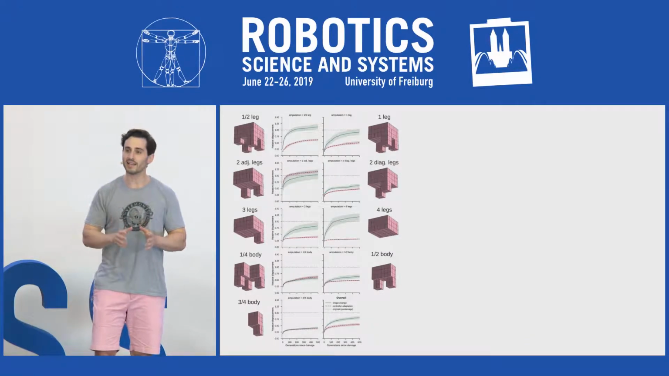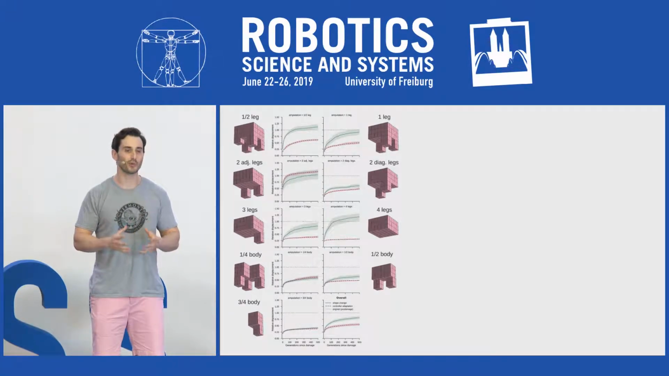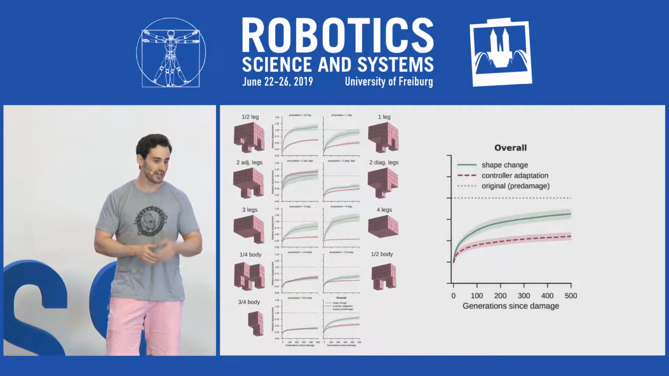We tested 9 damage scenarios in total, in which we lopped off ever more limbs and chunks of the robot's body. Overall, correcting for multiple comparisons, shape change recovers more performance than controller adaptation.